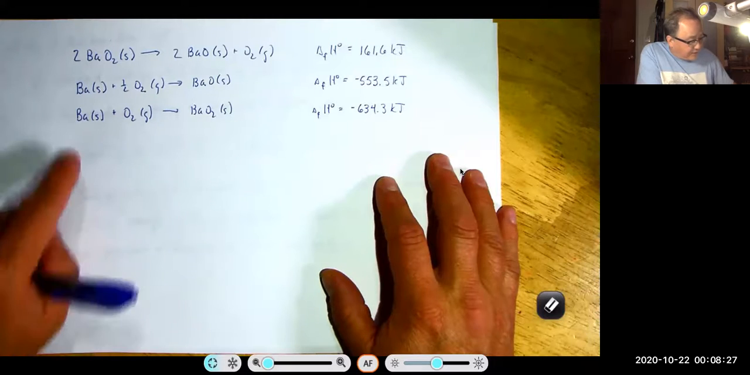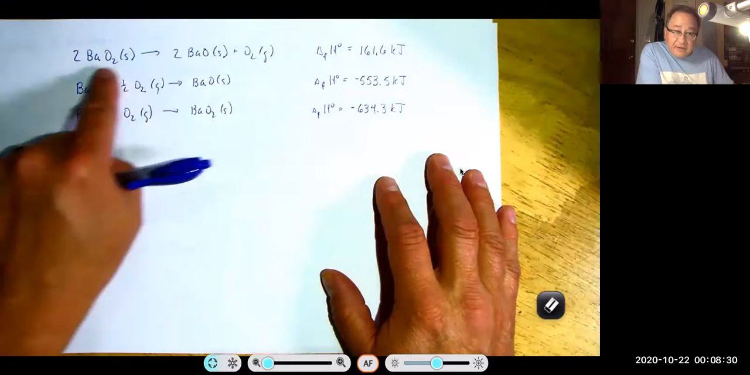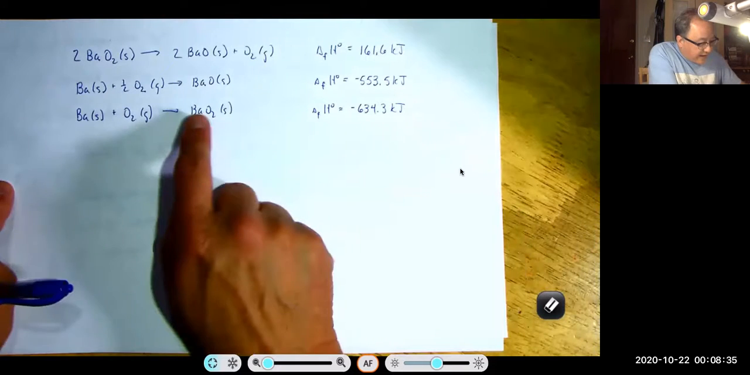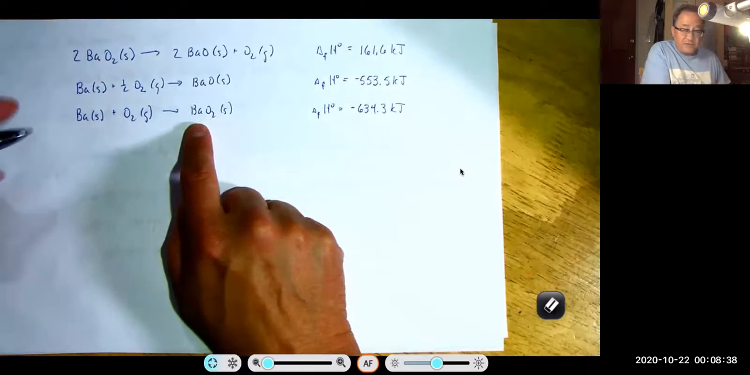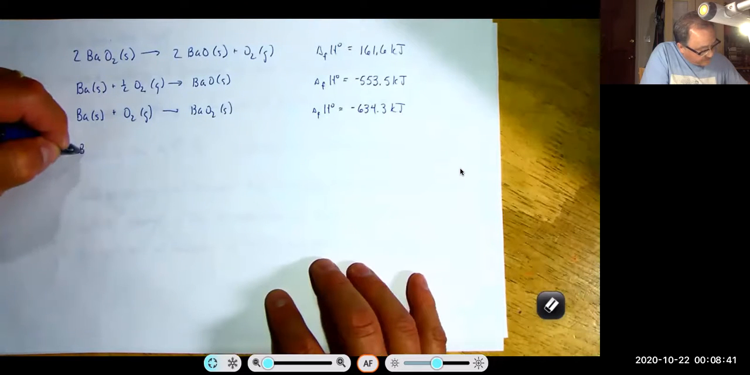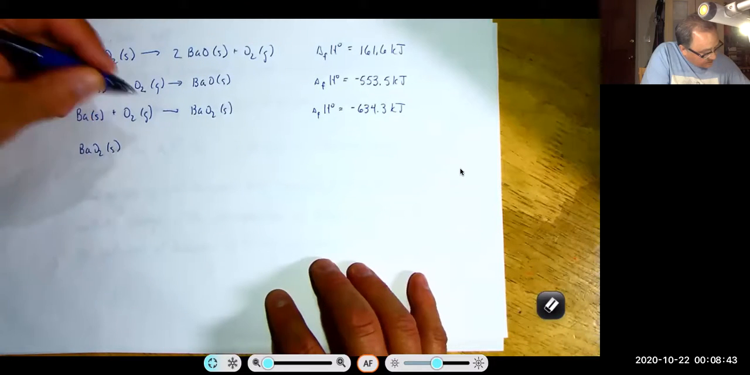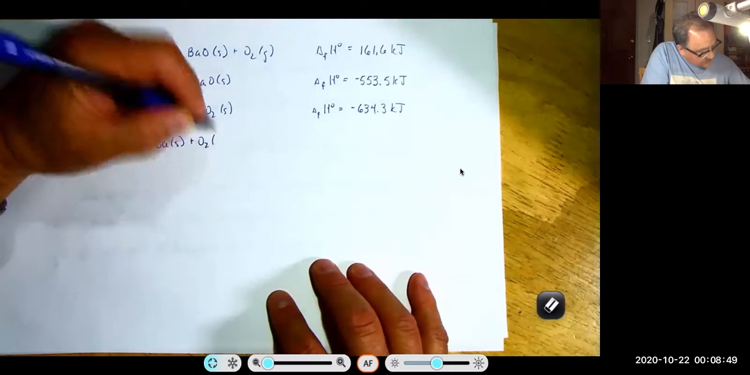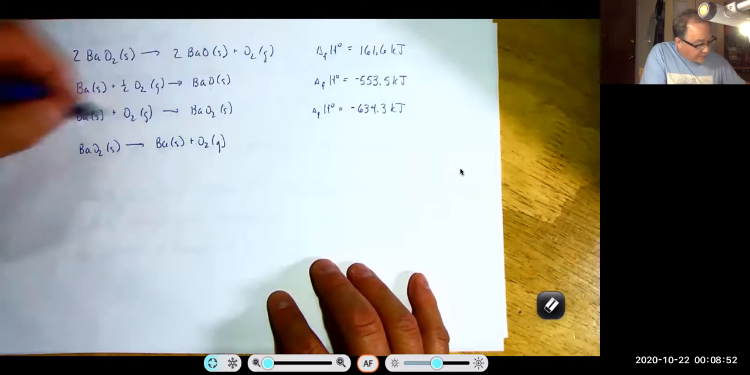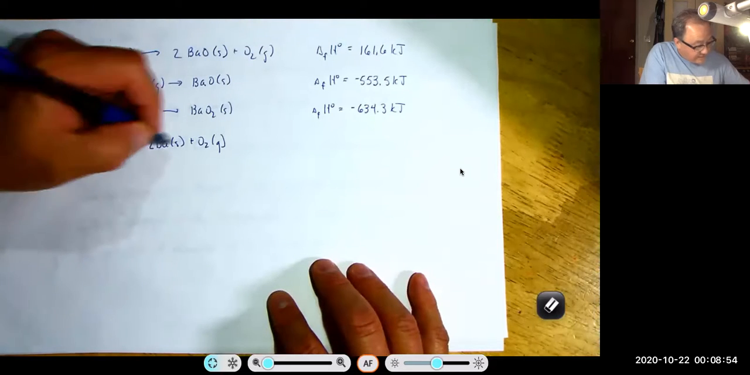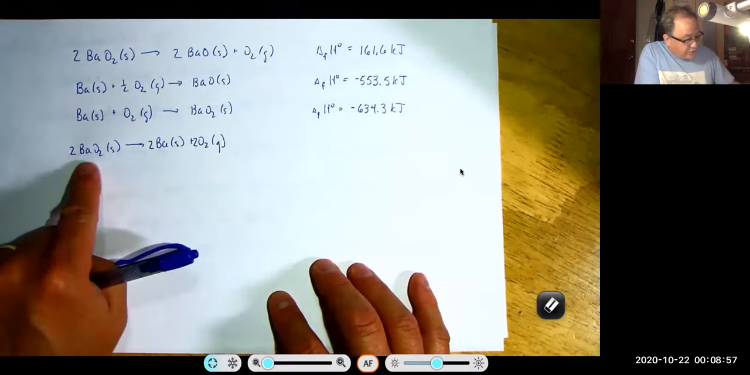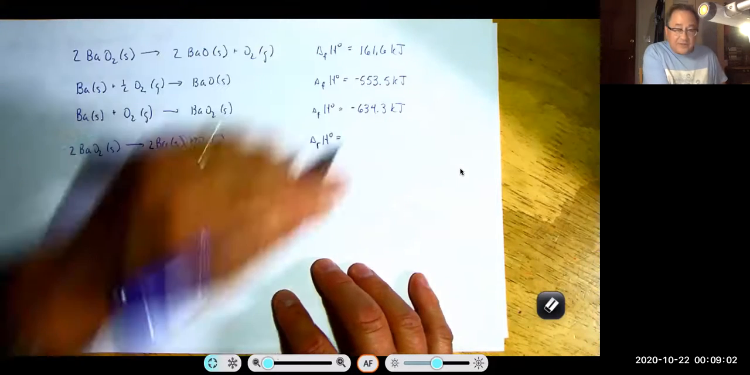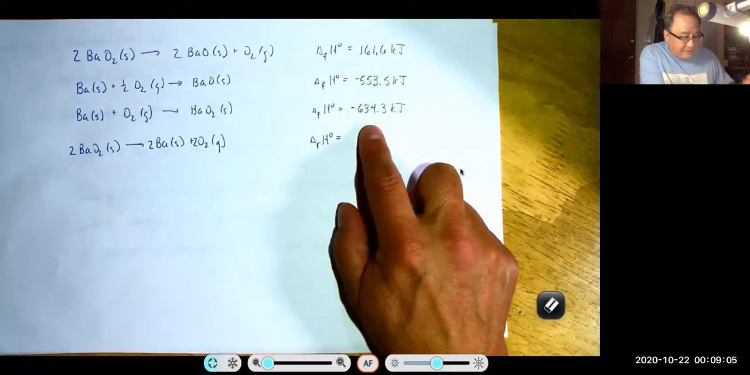Okay. So here, if you take a look at this reaction, do you see the barium superoxide? And you see the barium superoxide here? So I want to use this reaction to make that, but I need to reverse it. And I'm going to double it. Now, why am I doubling it? Because I need 2 barium oxides. So here, the enthalpy of this reaction becomes this number made positive and then doubled.